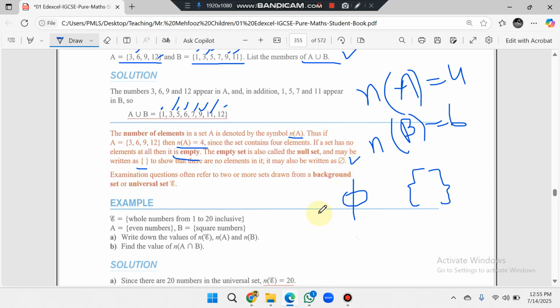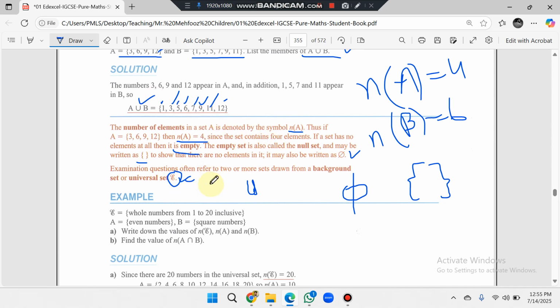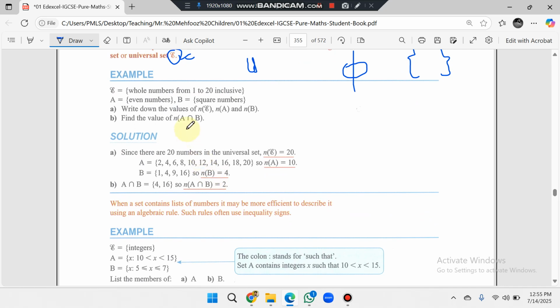So examination questions often refer to two or more sets drawn from a background set or a universal set, and the universal set can be written as this one. We can also write the universal set as U, but U is used for union, so we use this symbol for the universal set in that example. Okay, so next one is the example.